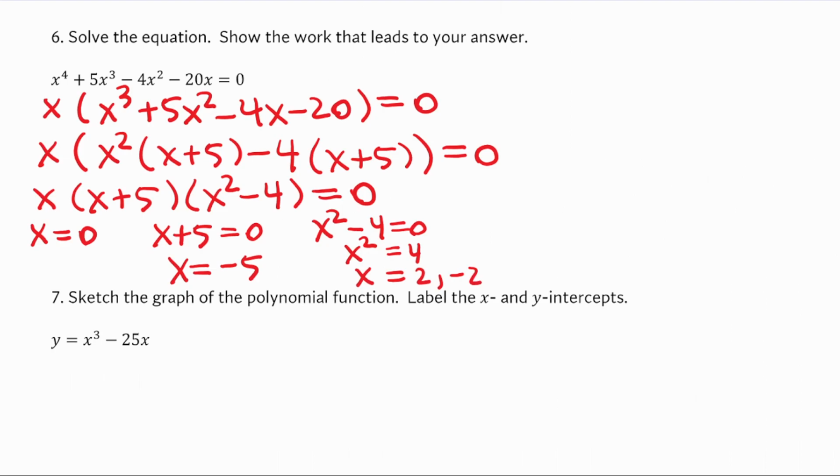Since this is looking a little crowded, I'm going to display my solution off to the side. So x equals 0, x equals -5, x equals 2, and x equals -2.